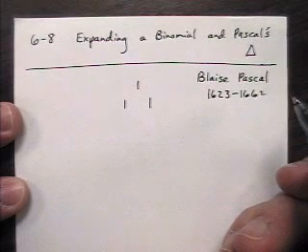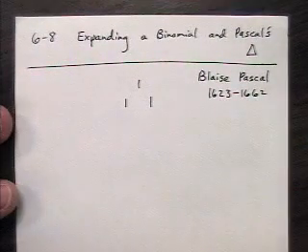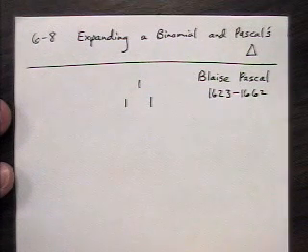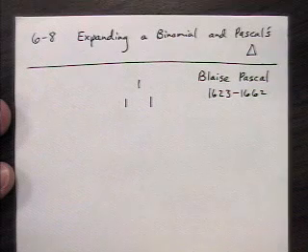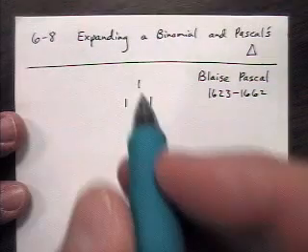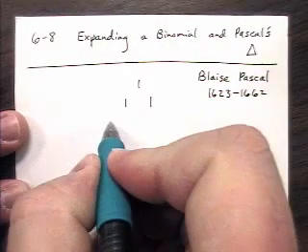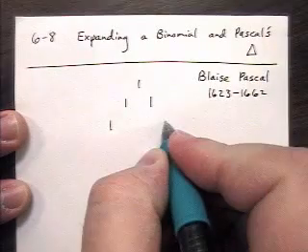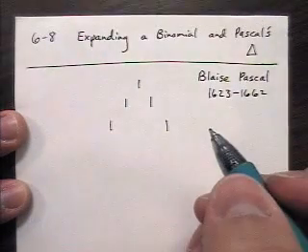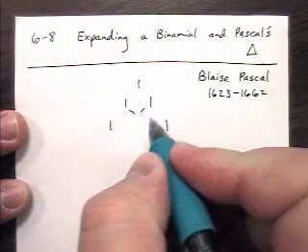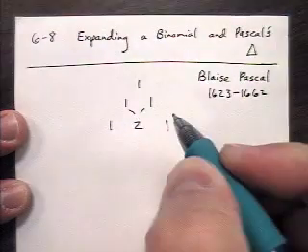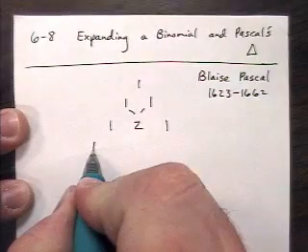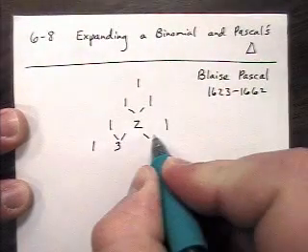Anyway, he's not the first one to come up with this idea, but he is the one that's credited with it. If you look at a triangle starting out with three ones, and if you were to start every row of this triangle with a 1 and end every row with a 1 and find every value in between by adding the two values above it, you have what's called Pascal's triangle.